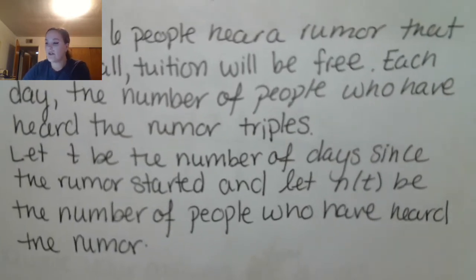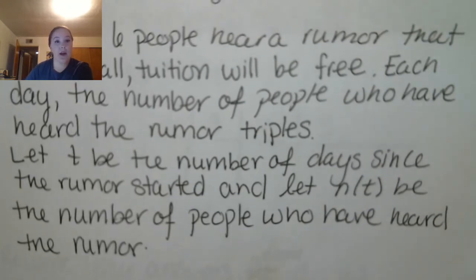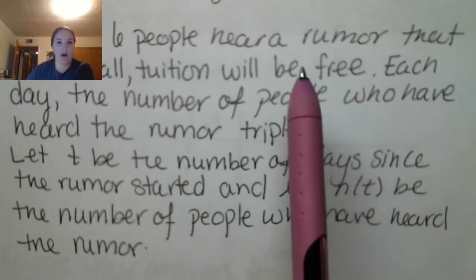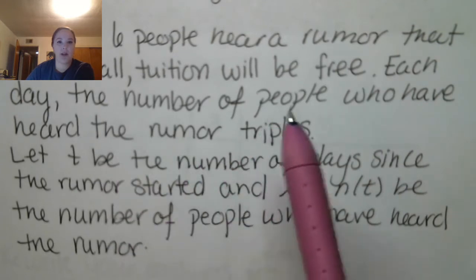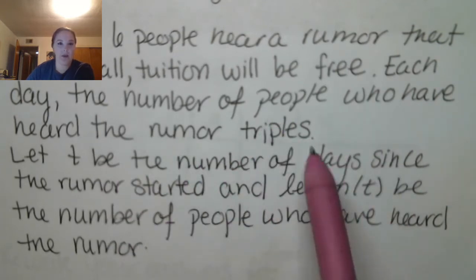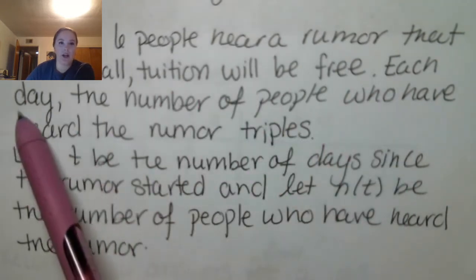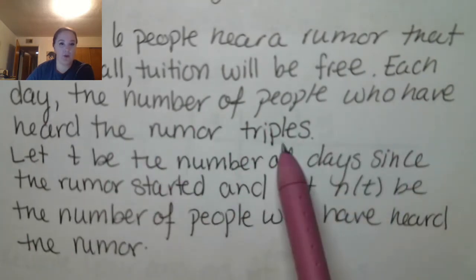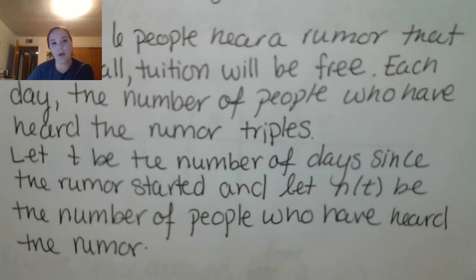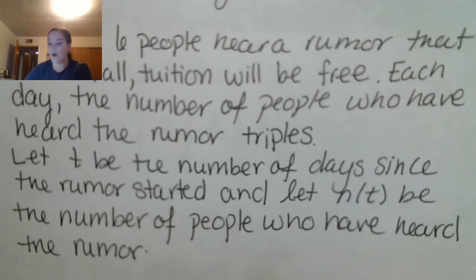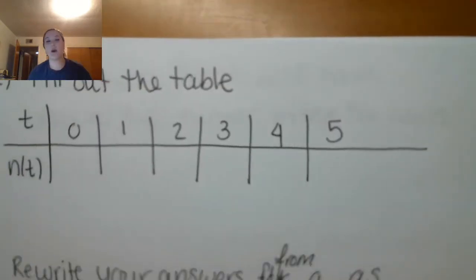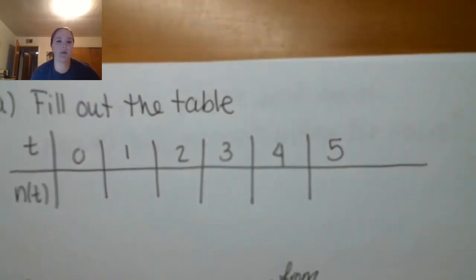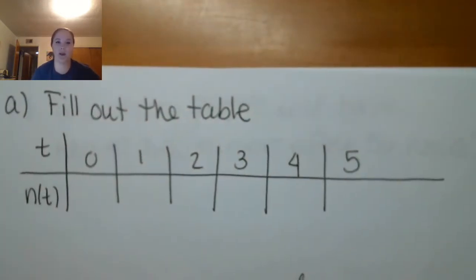You can see that this describes the type of function that we were talking about above, where for each one day, the number of people who have heard it triples. So it's being multiplied by 3 every single day. All right, let's look at the questions that were asked about this. Part A says fill out the table.